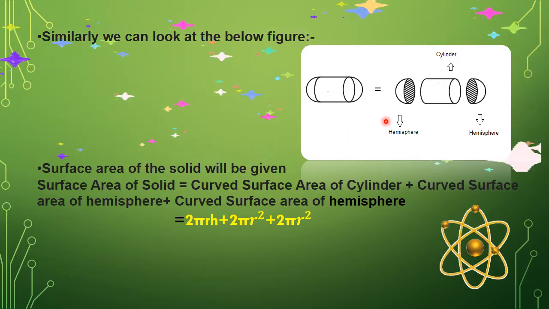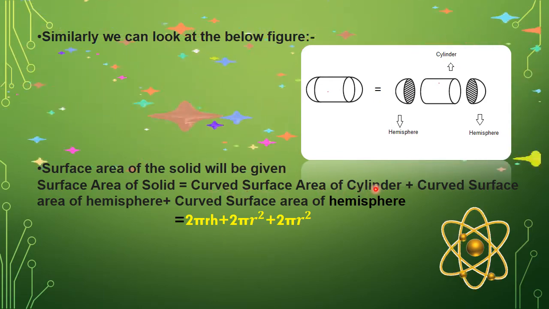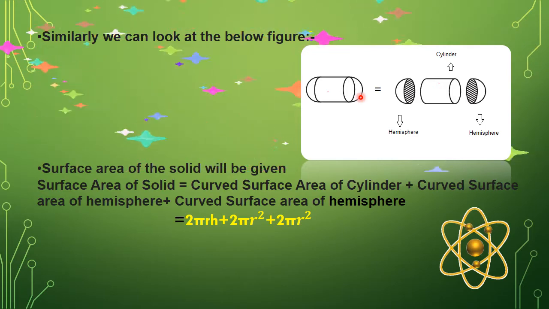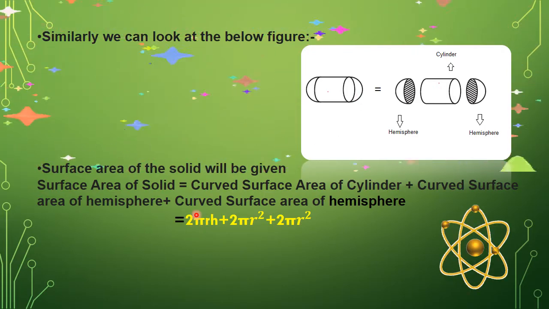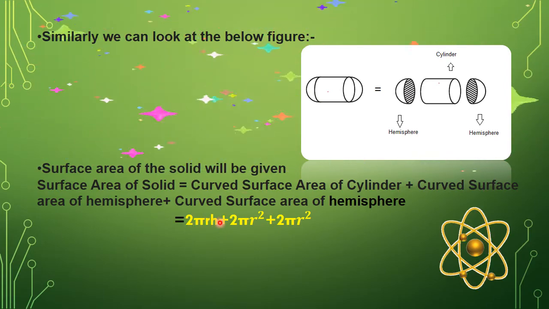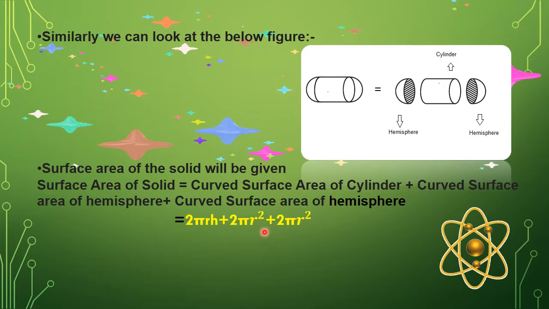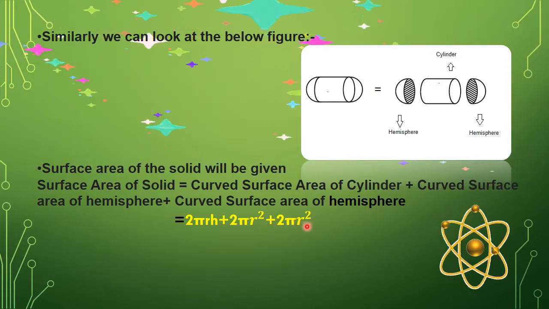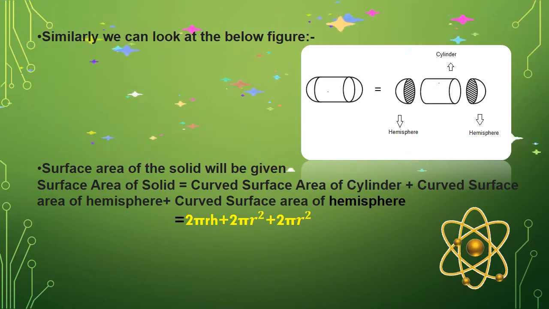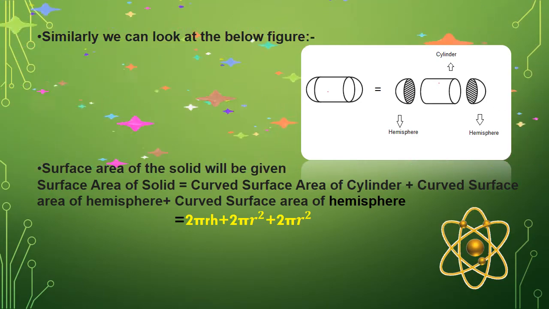We will see the visible portion. Which portion is visible to us? Curved surface area of cylinder plus curved surface area of this hemisphere and this hemisphere. So just add their curved surface areas. Curved surface area of cylinder is 2 pi r h, plus curved surface area of hemisphere is 2 pi r square, plus 2 pi r square. Just substitute the values later on. In this way we can calculate the surface area of the combination of solids. I hope this is clear to you.